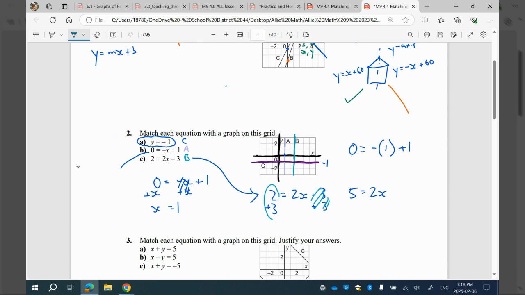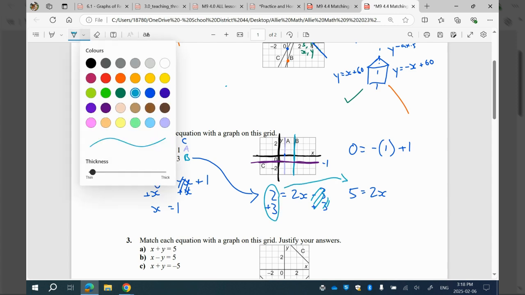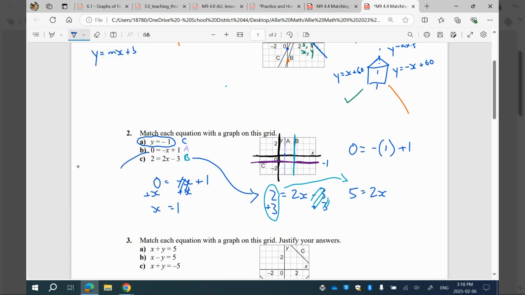So we get 5 equals 2x, because negative 3 plus 3 equals 0, and 2 plus 3 gives us the 5, and we still have our 2x. To get the x by itself, since it's being multiplied by 2, let's divide by 2 on each side. X equals 5 over 2, which is 2.5. And that does look like our line B is at 2.5.